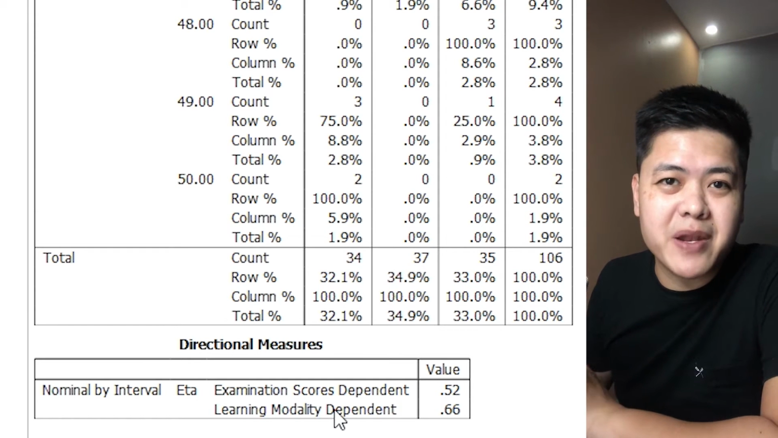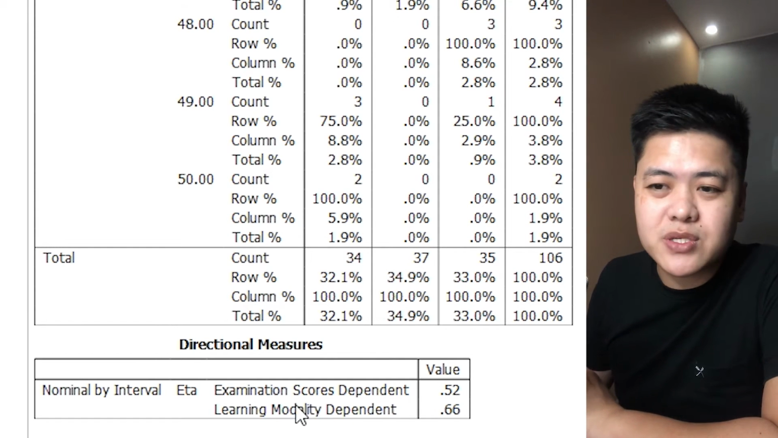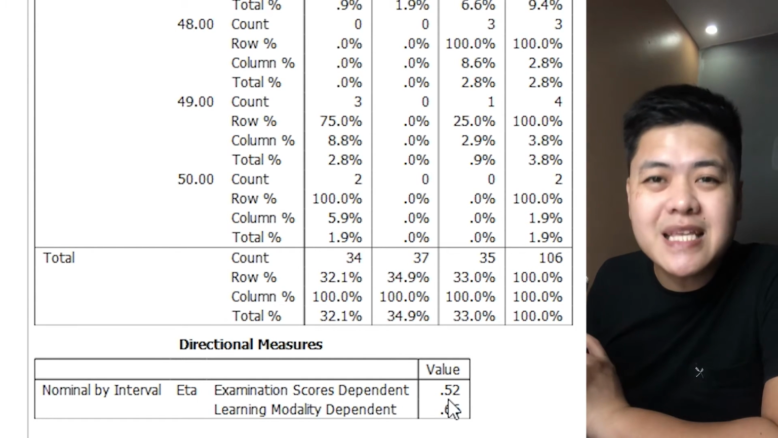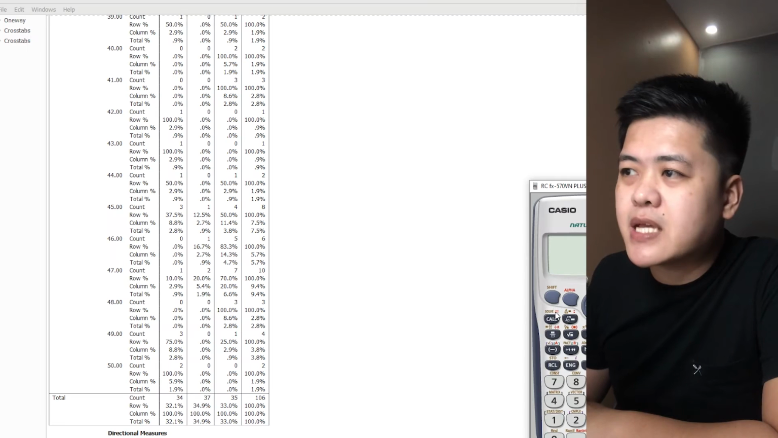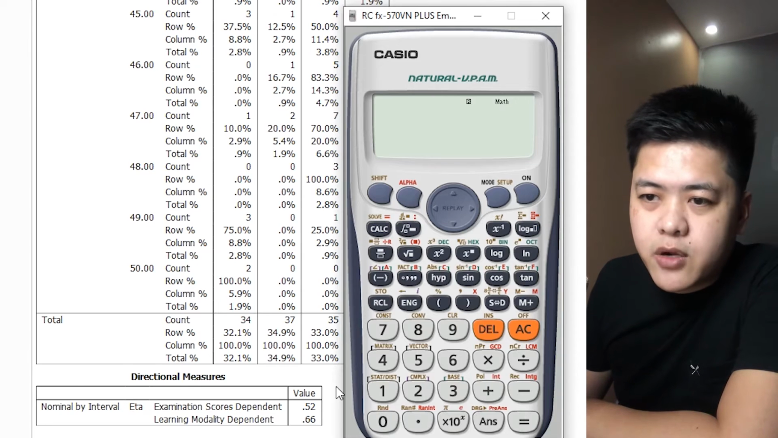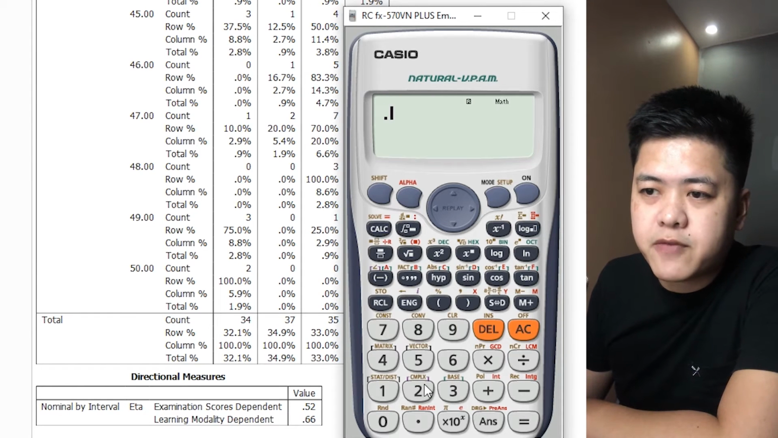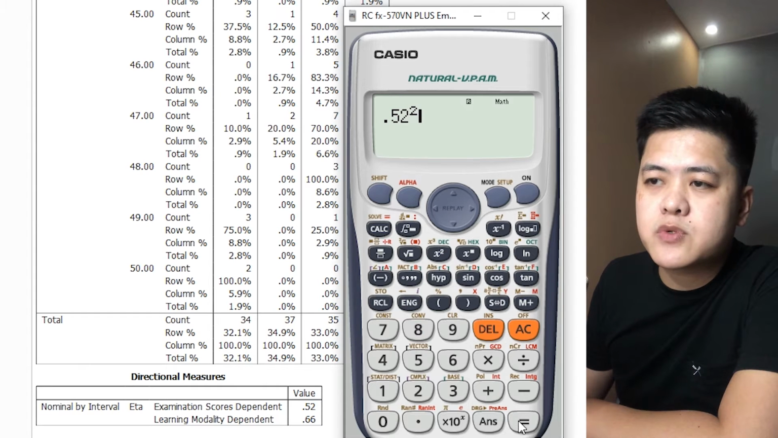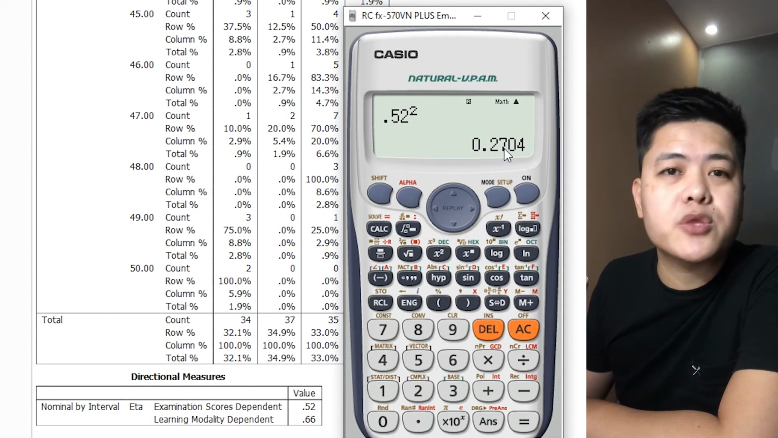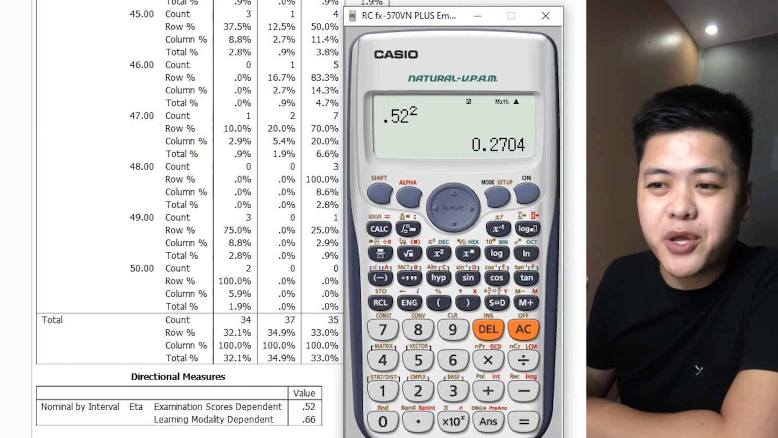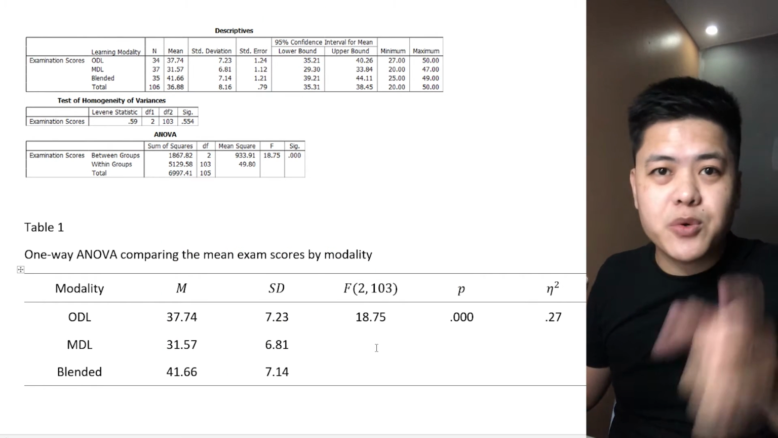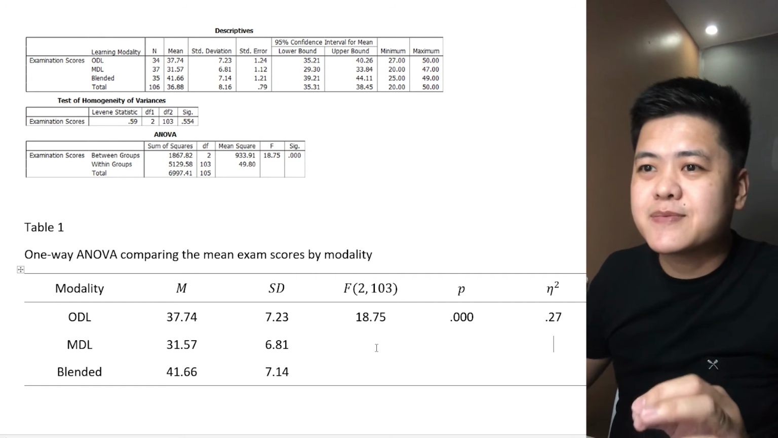In this case, our dependent variable is examination scores. So, ang titingnan natin is 0.52. This is the value of eta. But we need the square of this. So, let's get your calculator. And then all we have to do is to square this. That's 0.52 squared, and the answer is 0.27. So, that's the reason why we have 0.27 here. I will show you the textual interpretation later.